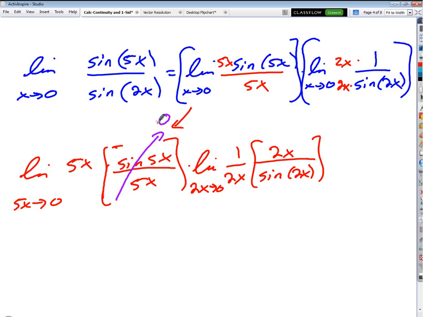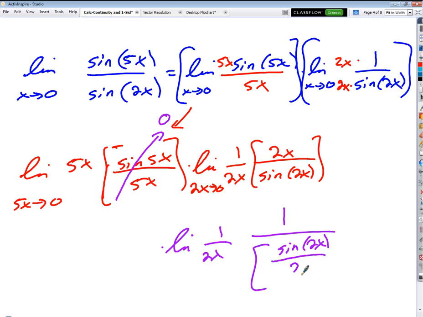Couldn't I rewrite this if I divide top and bottom by 2x? I could rewrite this limit right here as 1 over sine 2x over 2x. If I divide top and bottom each by 2x, 2x over 2x is 1. So we just broke it up some more. But now this limit is known, isn't it? This is just 1, right?